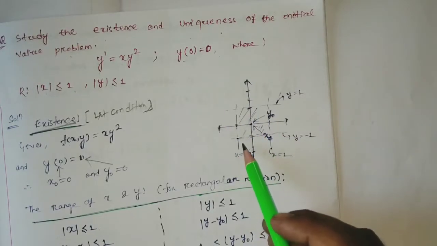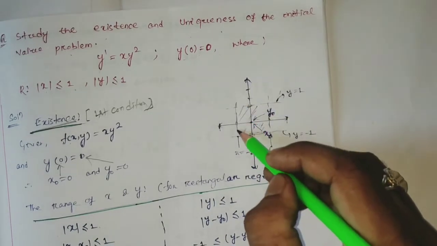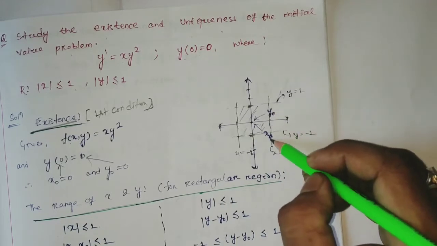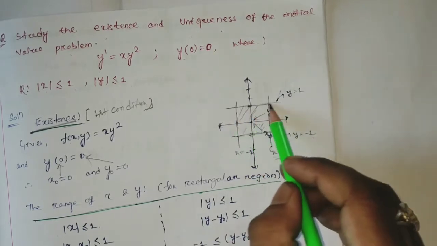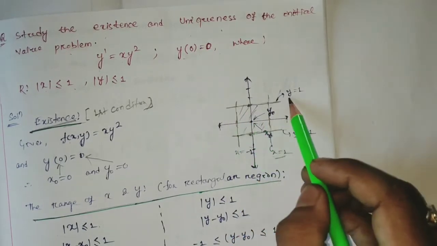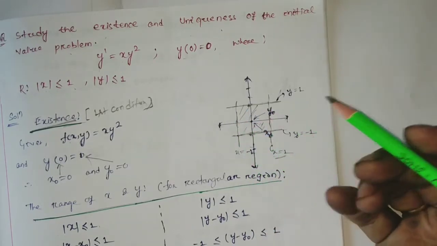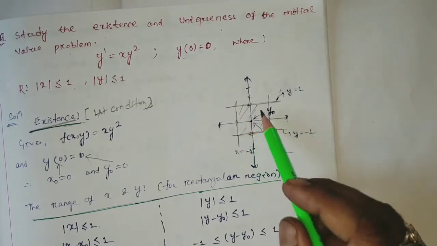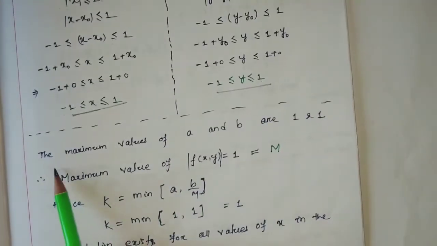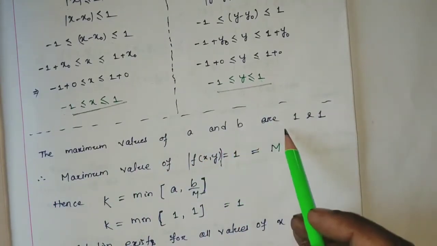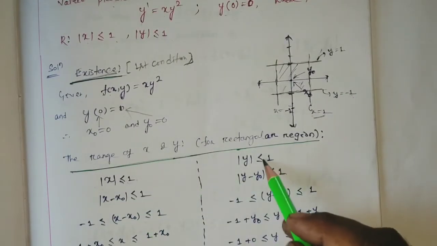Here x will be -1 to 1, y will be -1 to 1. So this line is x = -1, this line is x = 1, this line is y = -1, and this line is y = 1. As both the values are the same, this rectangle is nothing but a square, no problem. In this rectangle, this function is continuous, right. So the maximum values of a and b are 1 and 1.